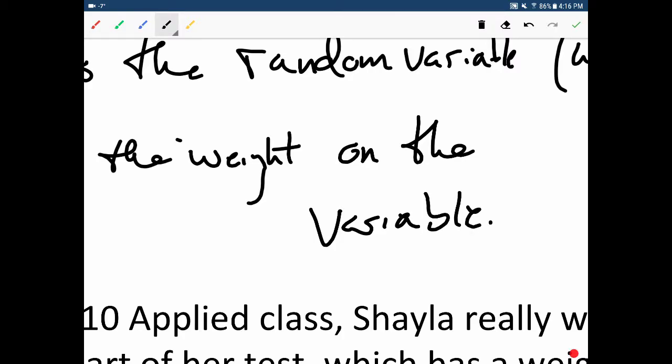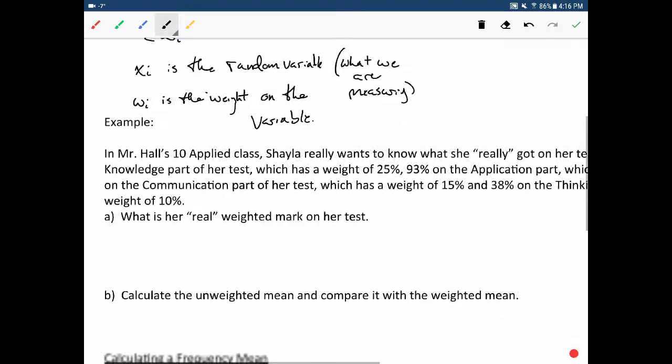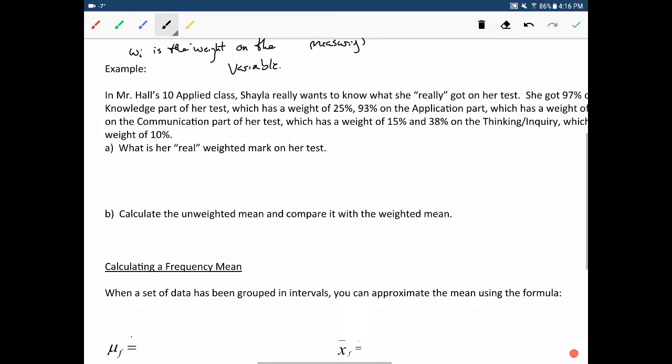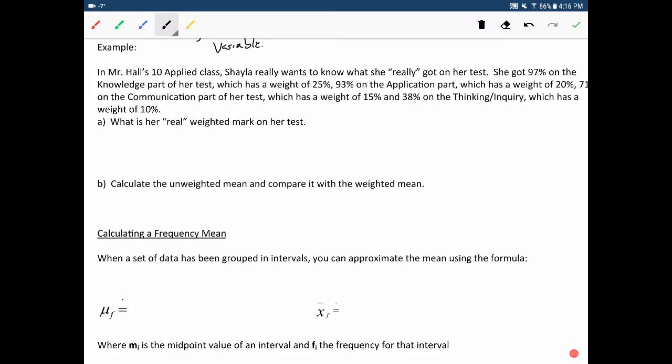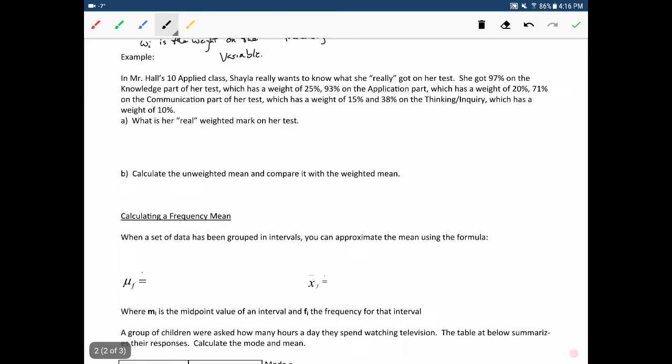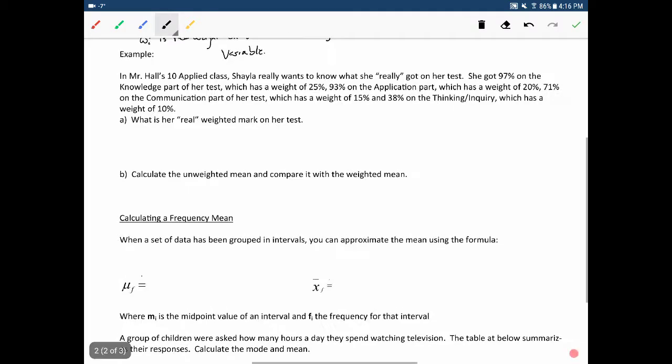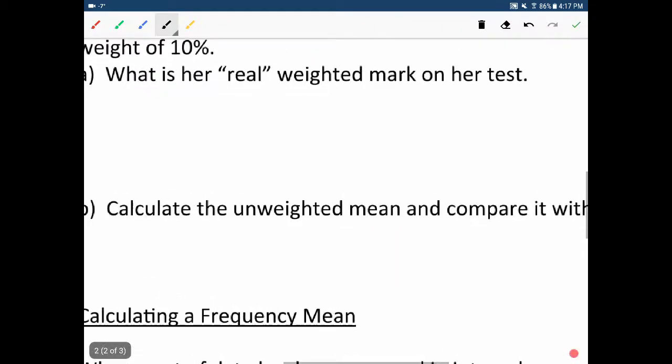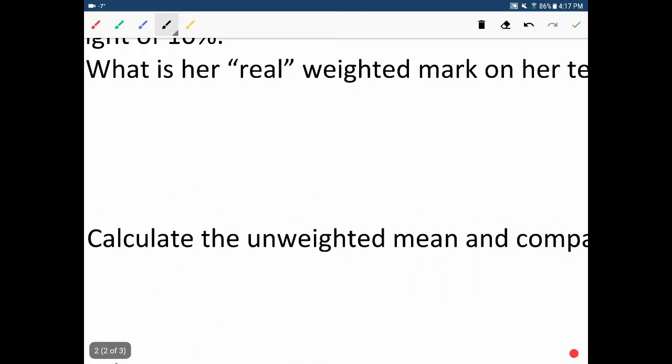So, for instance, Mr. Hall's 10 applied class, Shayla really wants to know what she really got. She got 97 on knowledge, which has a weight of 25, 93 on application, which has a weight of 20, 71 on communication, which has 15, and 38 on thinking, which has a weight of 10%.